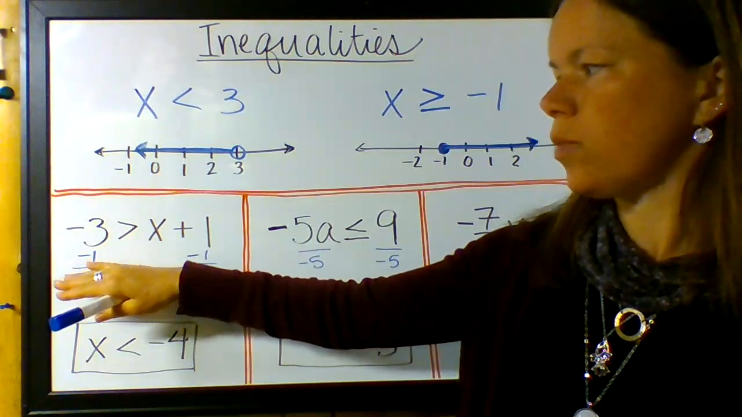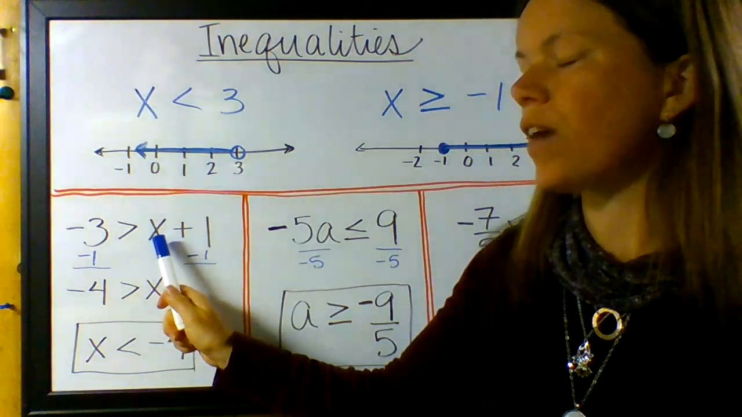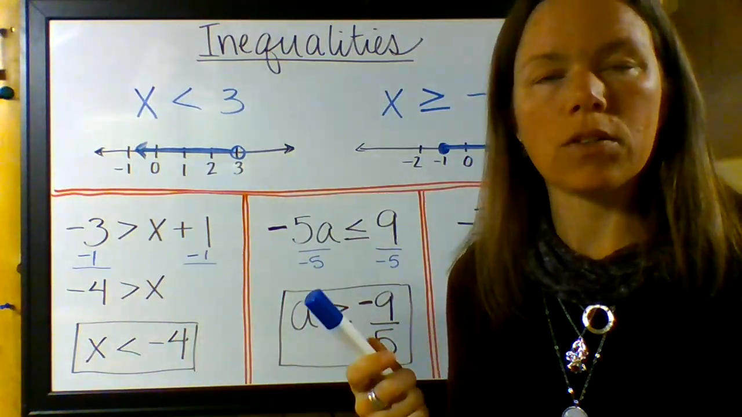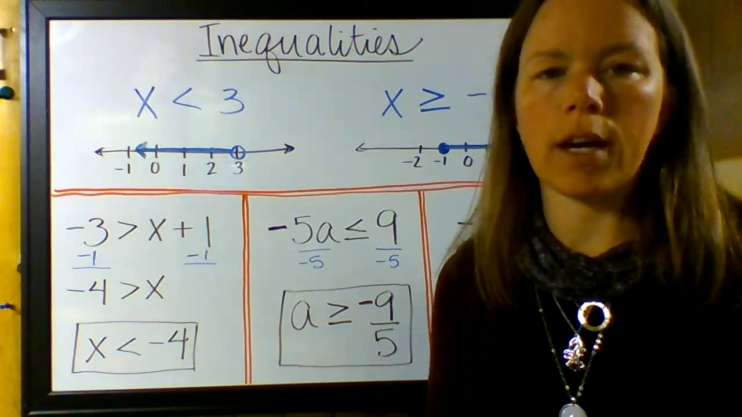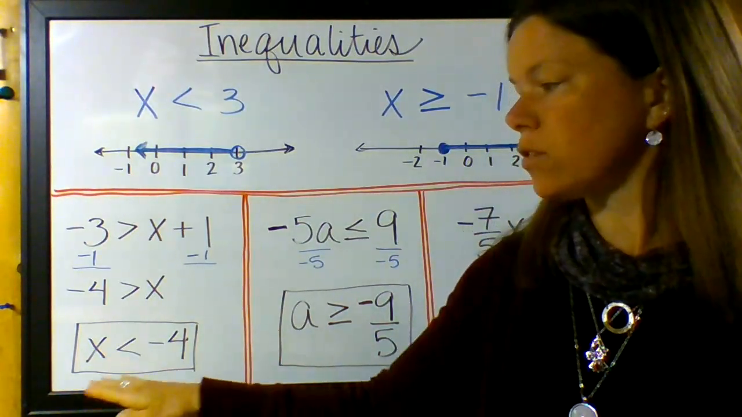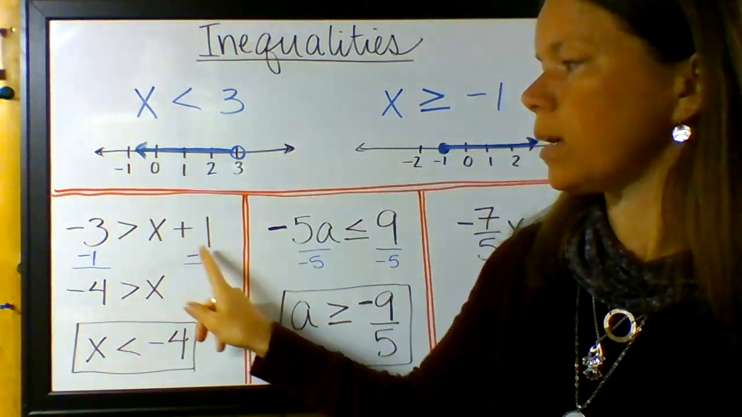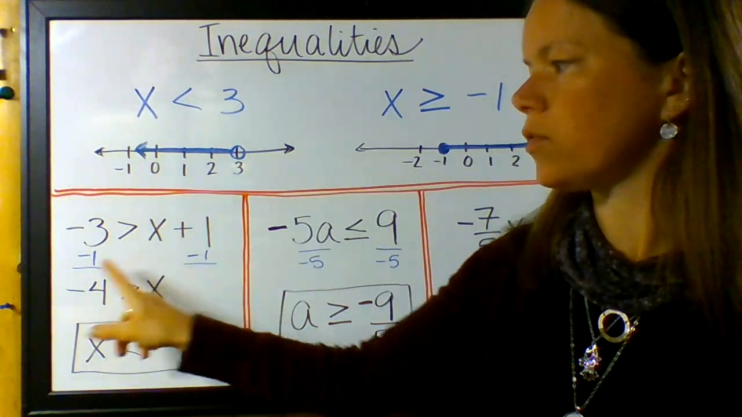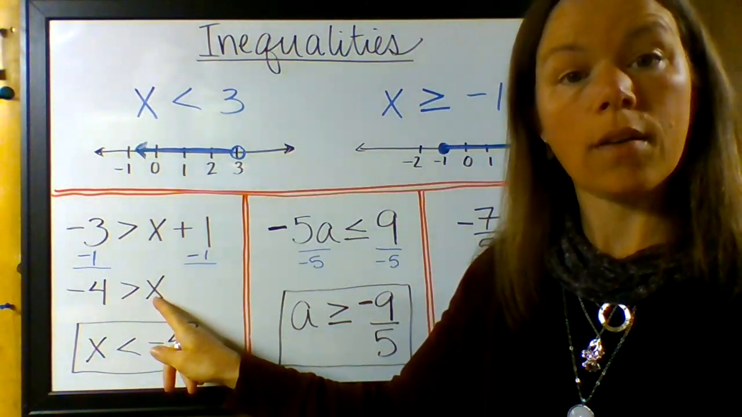-3 is greater than x plus 1. Okay, so we're trying to find out what are all the possible values of x. Could I plug in a 5 for x? Could I plug in a -2 for x? Could I plug in 100? -100, all right? And that's what this final answer will tell me. So just like an equation, I'm going to subtract 1 from both sides so I can isolate the x or get that x alone on one side.